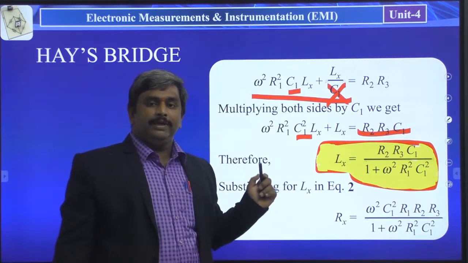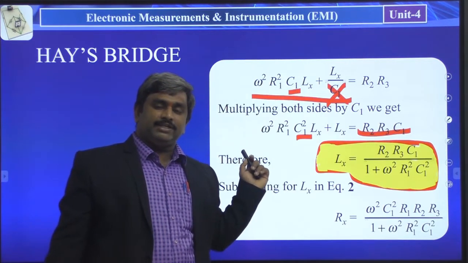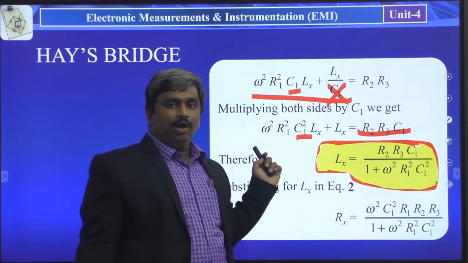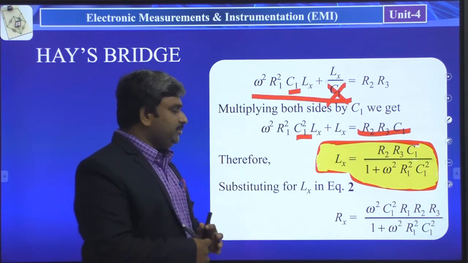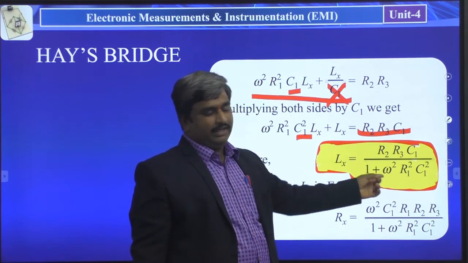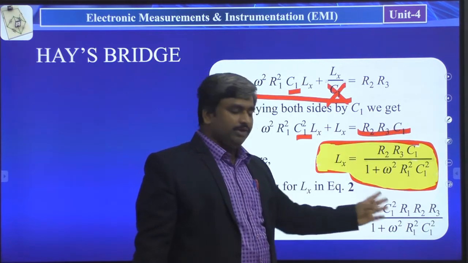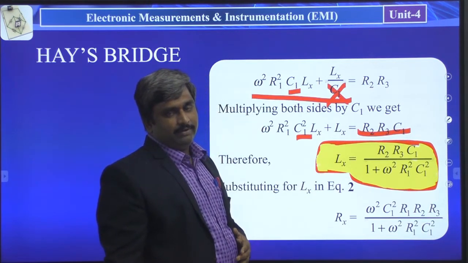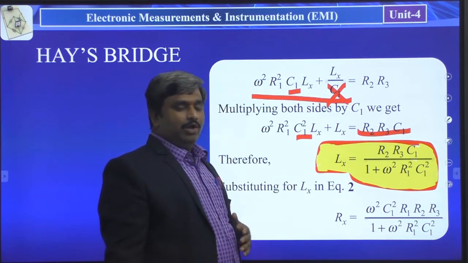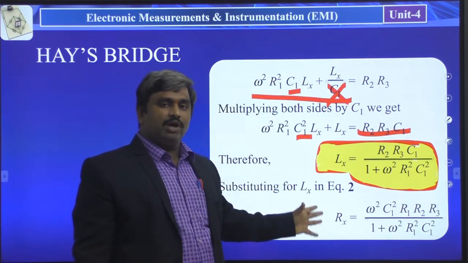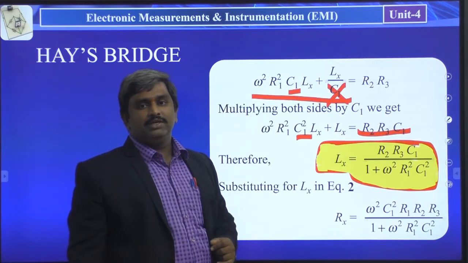Previously we had written the Rx expression in terms of Lx and the Lx expression in terms of Rx. Now we have removed those cross terms. We have written Lx with the known values of R and C, and Rx with the known values of C and R. Now we can solve. If you know the values of R1, R2, R3 and C1, we can solve for Lx and Rx simply.